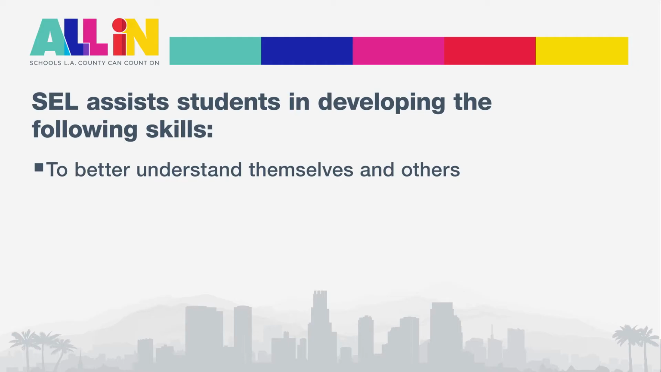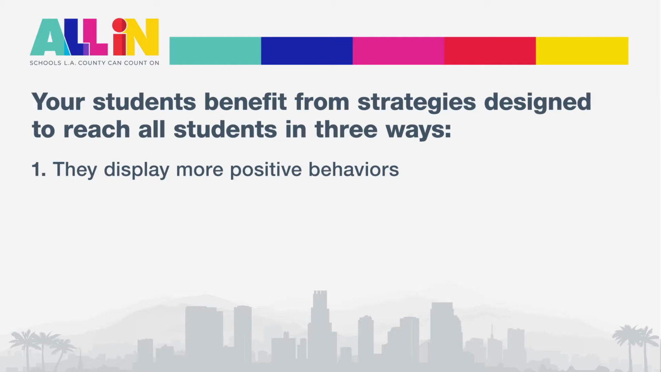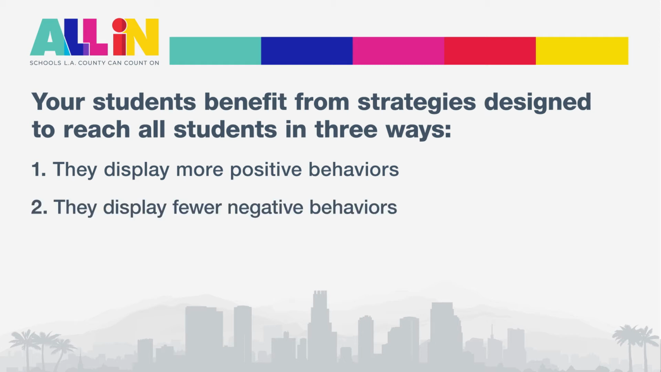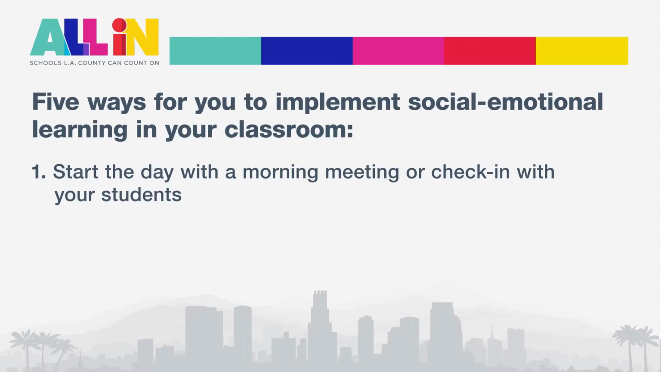SEL assists your students in developing skills such that students can better understand themselves and others, develop meaningful relationships, and make constructive decisions. Your students benefit from strategies designed to reach all students in 3 different ways. Number 1, they display more positive behaviors. Number 2, they display fewer negative behaviors. And number 3, they show improved school performance. So there are 5 ways for you to implement social emotional learning in your classroom. Let's start with number 1.